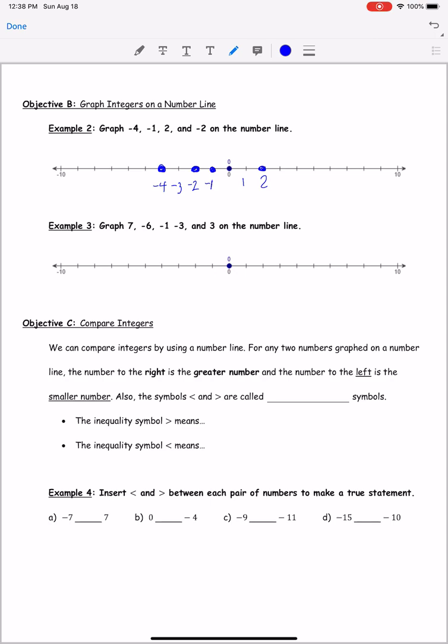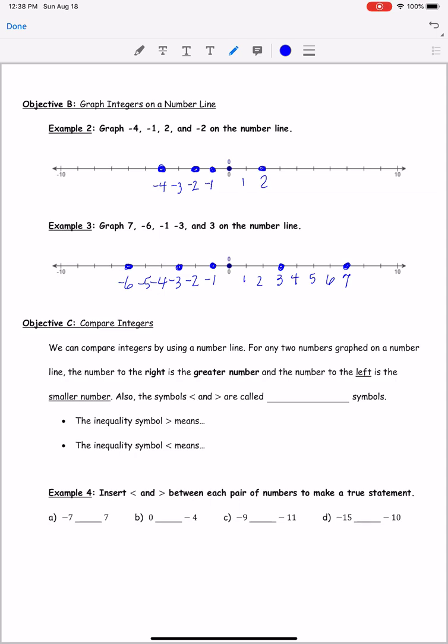Example 3 is the same thing. We need to graph 7. So we've got 1, 2, 3, 4, 5, 6, 7. Then -6, so -1, -2, -3, -4, -5, then there is my -6. These other ones are nice and easy since we already have them labeled. We need a -1, a -3, and a +3. So those are my 5 points on that one.